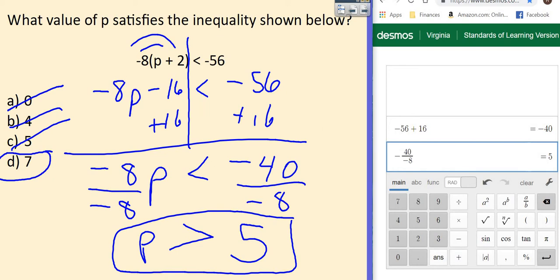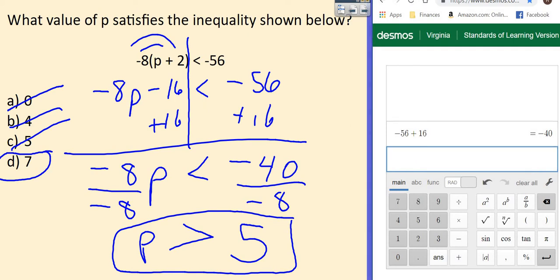A lot of people, when they solve inequalities, forget all about the greater than or less than, and they just solve it, and they get down to the bottom and think P equals 5, and that's what they choose. And then they get it wrong because you have to be mindful of where that inequality symbol is. Okay, so let's see if we have another one.